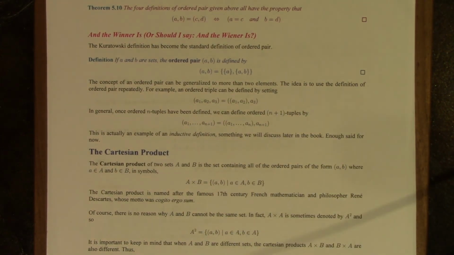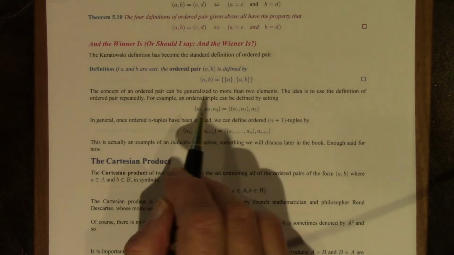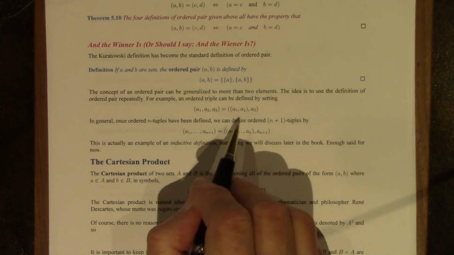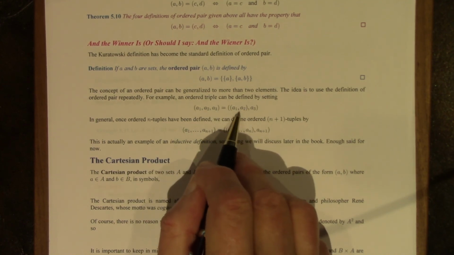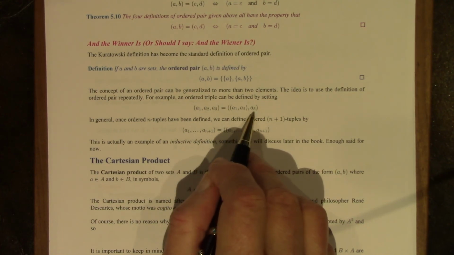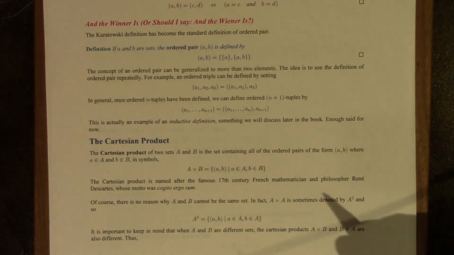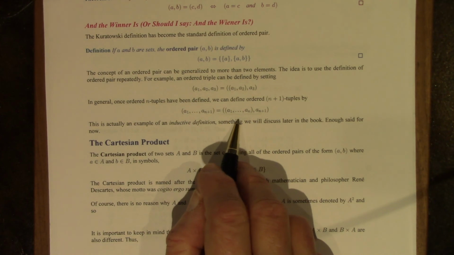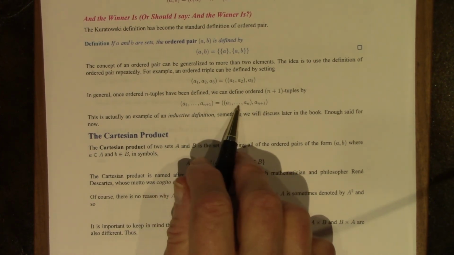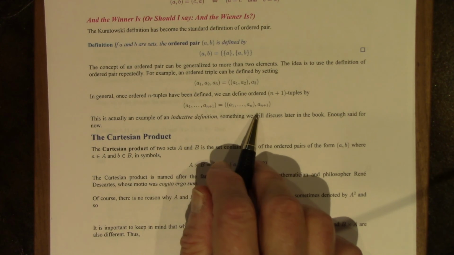The concept of an ordered pair can be generalized to ordered triples and so on. The idea is not very difficult. We just use the definition of ordered pair repeatedly. So for example, this ordered triple can be defined. First you form the ordered pair with the first 2 elements, A1, A2, and then you take that element and form the ordered pair of that with A3. And this can generalize. So once you've defined ordered n tuples, you can define ordered n plus 1 tuples in this way. I'm not going to make a fuss over this. This is actually what is called an inductive definition, and we're going to discuss inductive definitions in a later chapter. But this is enough said for this.